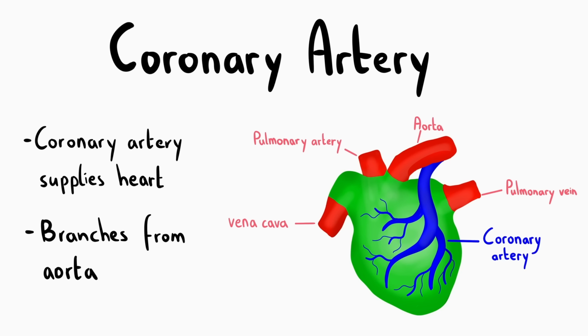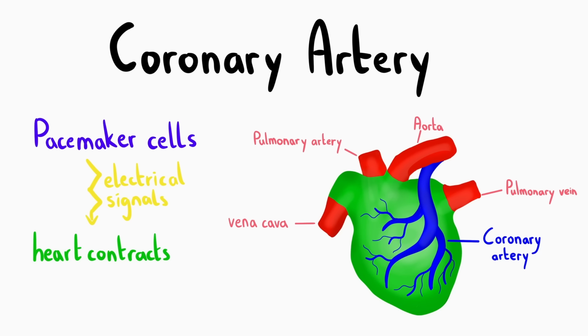Interestingly, the heart itself needs its own blood supply. Coronary arteries branch off the aorta and wrap around the heart, delivering oxygen and nutrients that the heart muscles, also known as cardiac muscles, need to function.